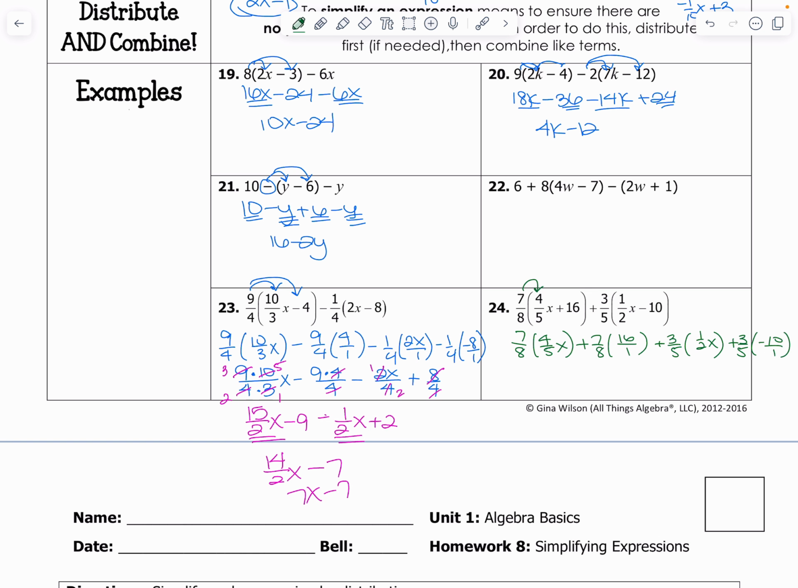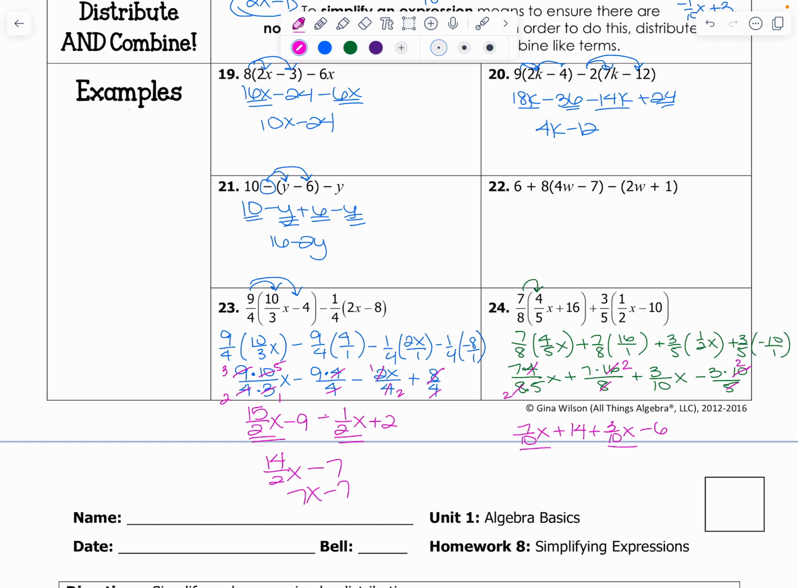Okay, so now I can write this so we wouldn't get confused. 7 times 4 over 8 times 5x, plus 7 times 16 over 8, plus 3 over 10x, and then minus 3 times 10 over 5. Okay, so now we can see how things cancel out. So my 4 and my 8 reduce. So this gives me a 7 over 10x. And then my 16 and my 8 reduce. So this gives me a plus 14 plus 3 over 10x. And then my 5 and my 10 reduce, so a minus 6.